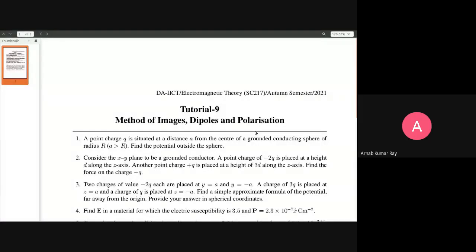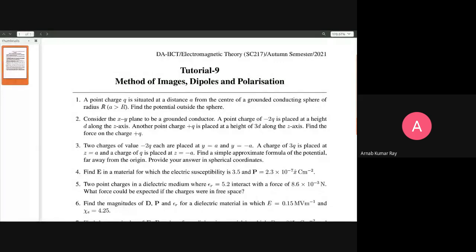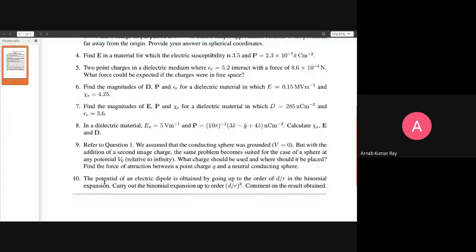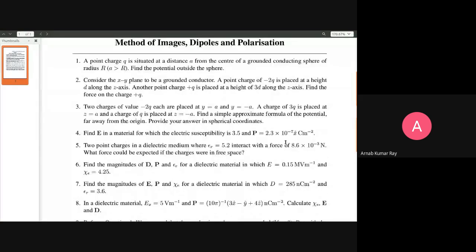It's about images, and image problems are not always very easy to work on. You already have the solution, but I'd just like to touch upon a few things. I'll discuss questions 1, 9, and 10. In question 1, a point charge Q is situated at a distance A from the center of a grounded conducting sphere of radius R. Find the potential outside the sphere. So this question is applying the idea of images or image charges.